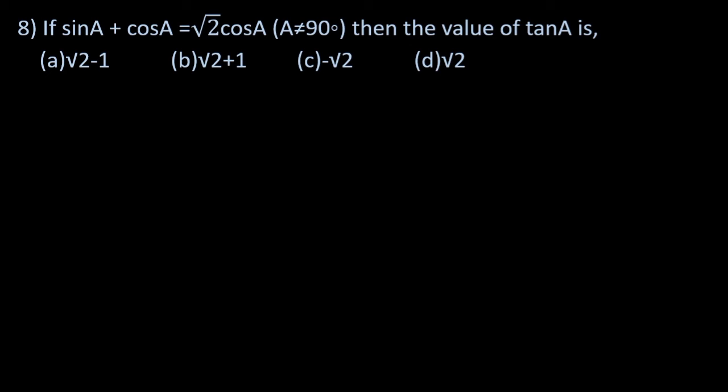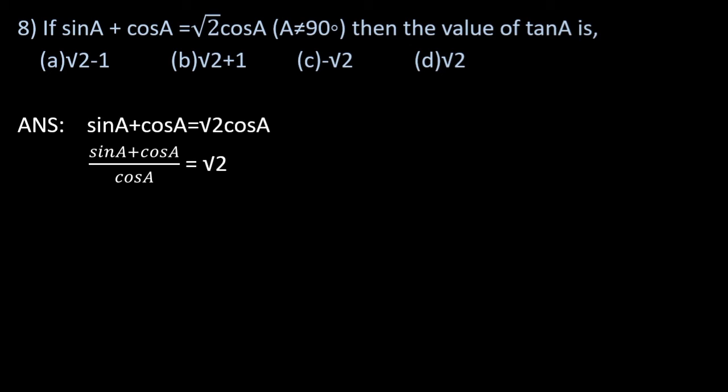That is sin A plus cos A is equal to root 2 cos A. Now we will take the cos A down as the denominator. So we will get sin A plus cos A divided by cos A is equal to root 2. Now we will separate it for sin and cos. So we get sin A divided by cos A plus cos A by cos A, and cos A by cos A will cancel to get 1, that is equal to root 2.